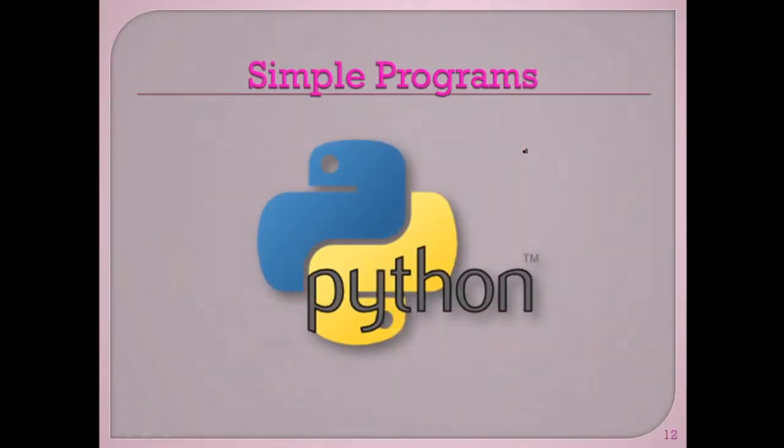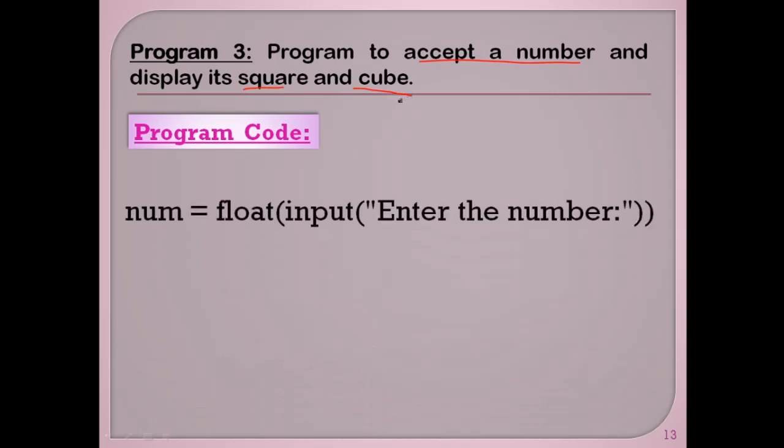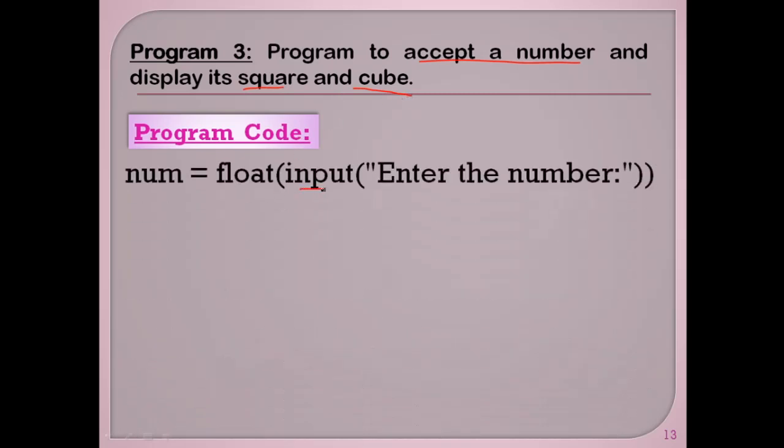I'm going for some simple programs in Python. The third program: in this program, we are accepting a number. We have to accept a number and display its square and cube. First, we have to input a number using the input function, with the prompt "Enter the number". We are converting it to float and storing it in the variable num. The statement is num is equal to float input enter the number.